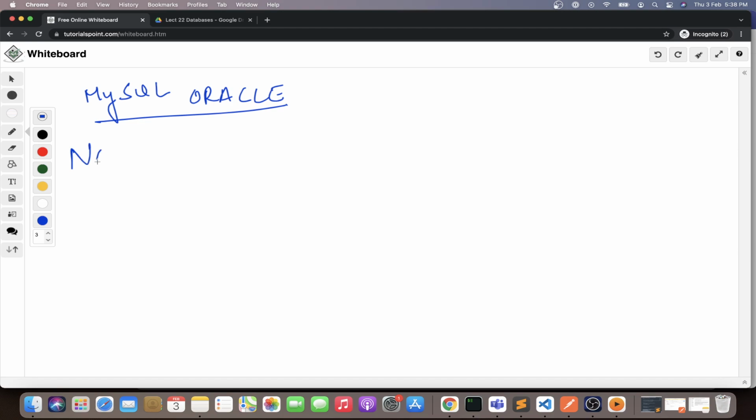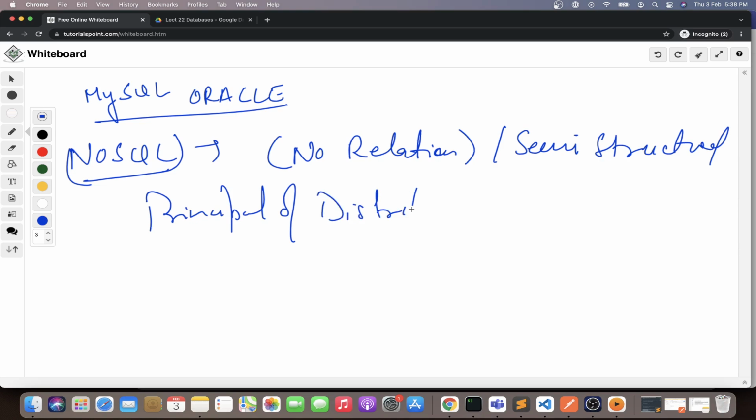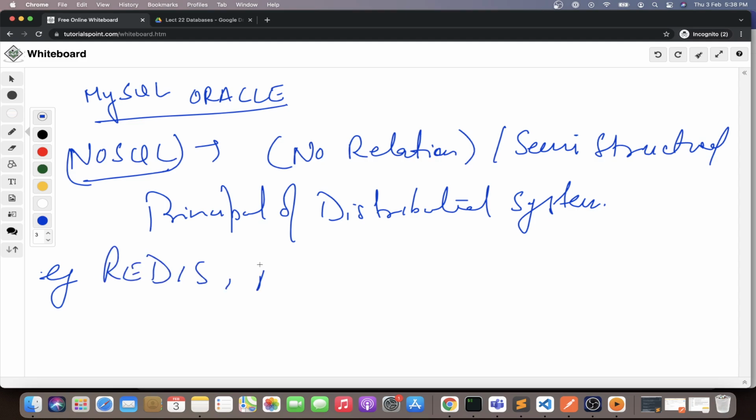Now let's come to the NoSQL databases. The NoSQL databases don't have any relation, or they are semi-structured. They work on the principle of distributed systems. The first example is Redis, the second is MongoDB.